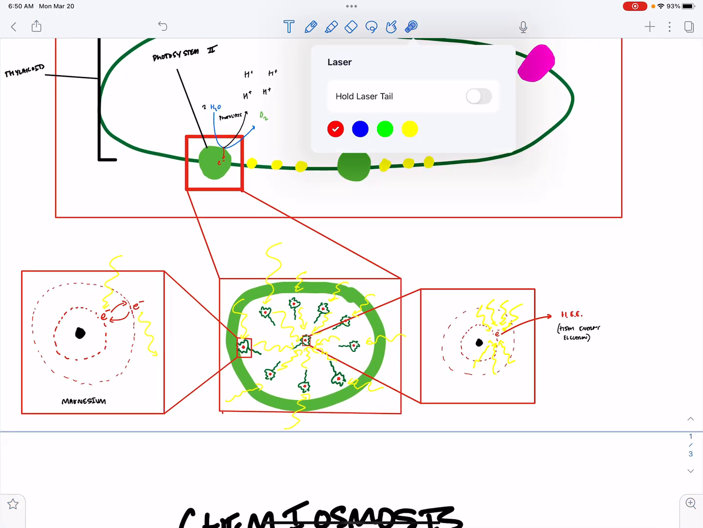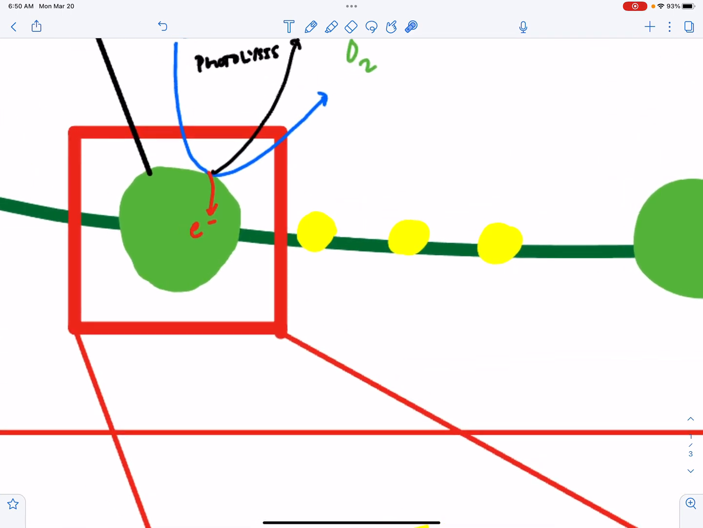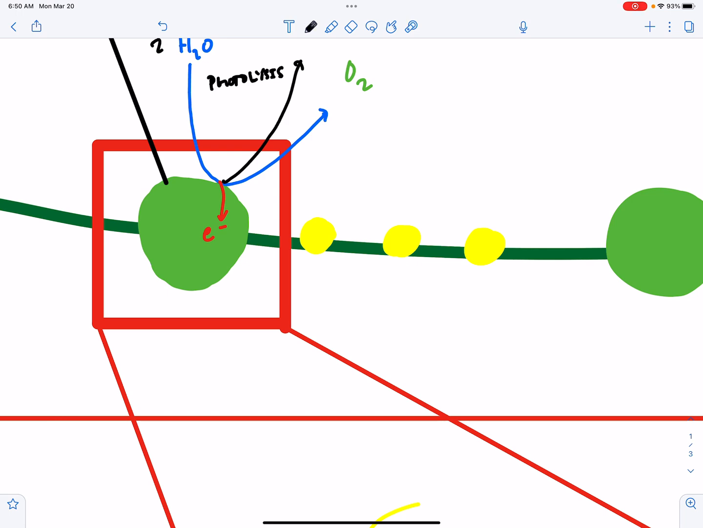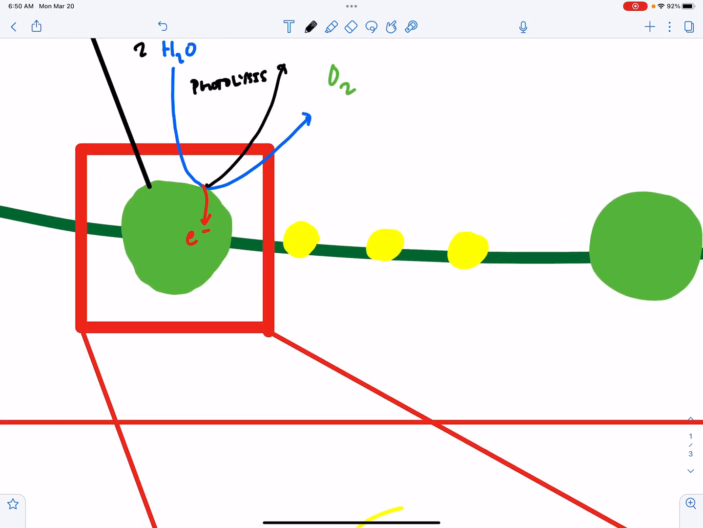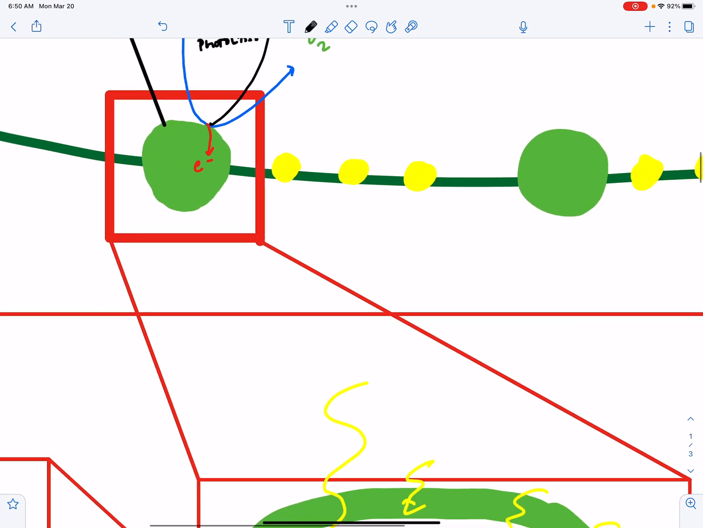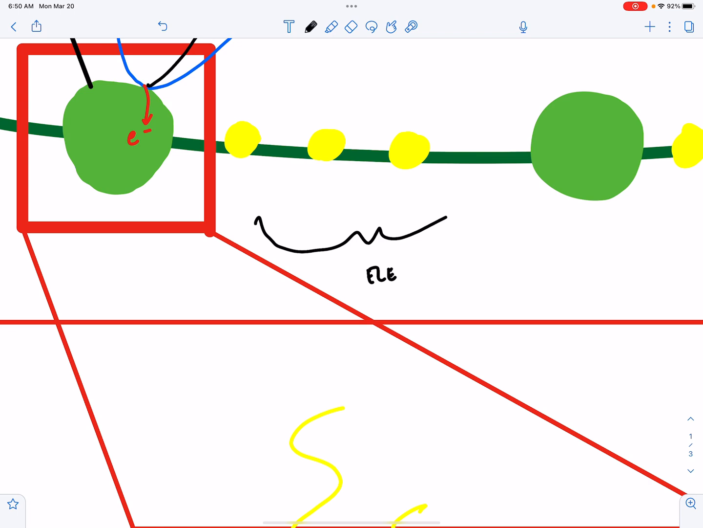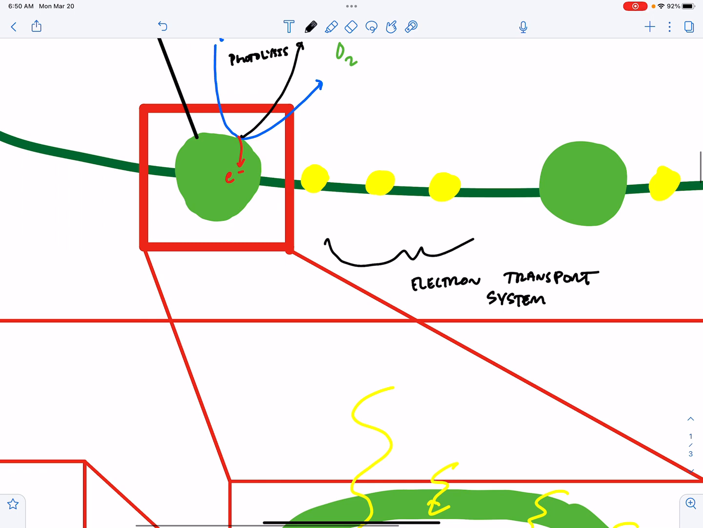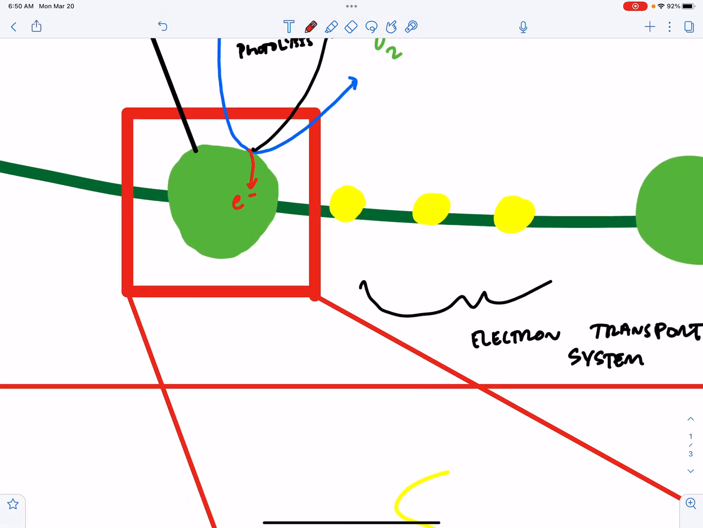As soon as this central electron in the central chlorophyll molecule is a high energy electron, it's kicked out of the photosystem and it travels down what we call an electron transport system. So these 3 yellow dots represent an electron transport system. And they do exactly what you'd expect them to do. They transport electrons.